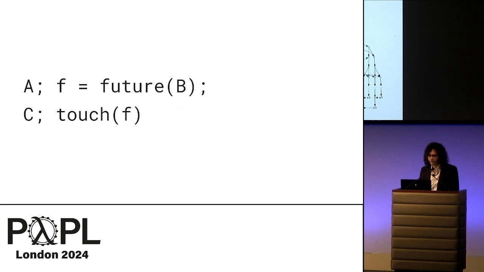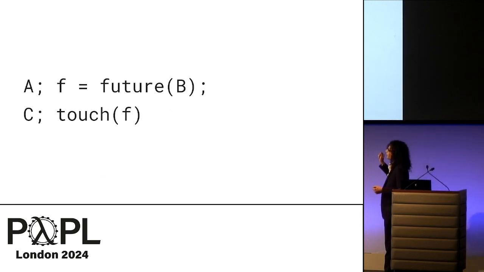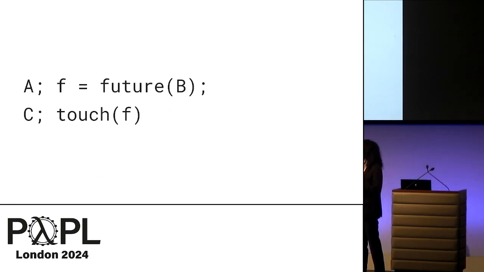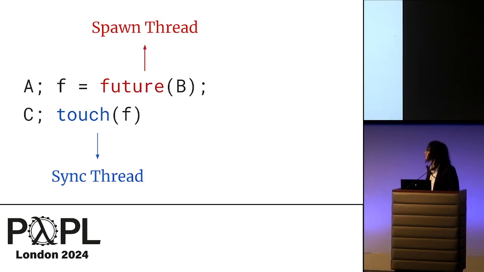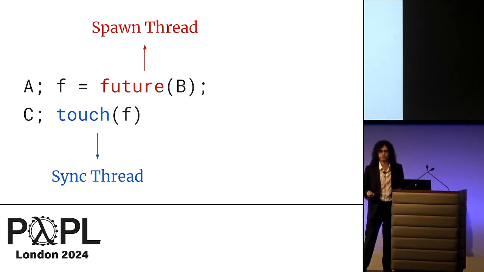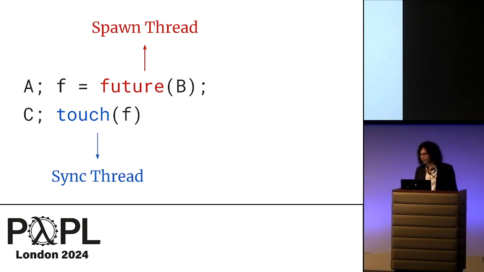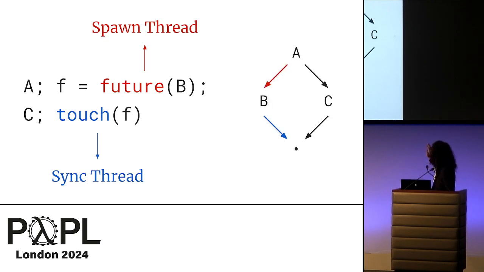Now that I've explained how graph types are awesome, let me talk about an example here where we implement graph types. We have a program, it executes A, and then it creates a future. What a future does, for those who don't know, it spawns a thread that will execute whatever code is passed into it. Back on the main thread, we execute C while the future is executing B, and then we touch the thread to sync the future with the main thread. And here's the dependency graph of this program. The black arrows represent the main thread, the red arrow is the future, and the blue arrow is syncing the future.